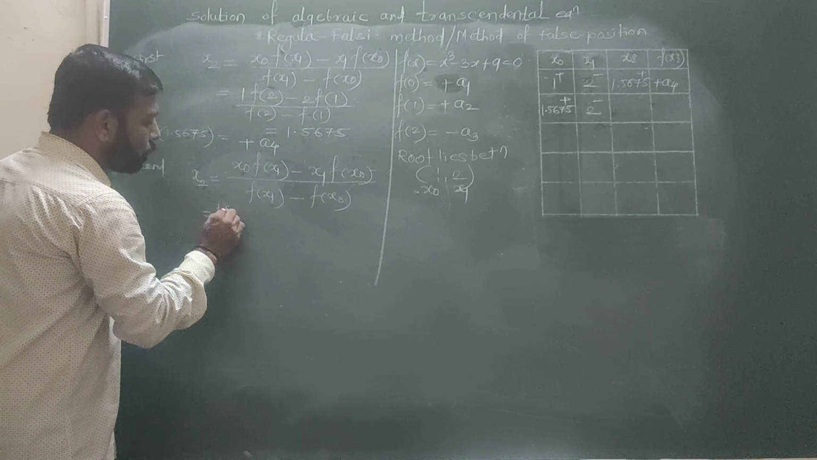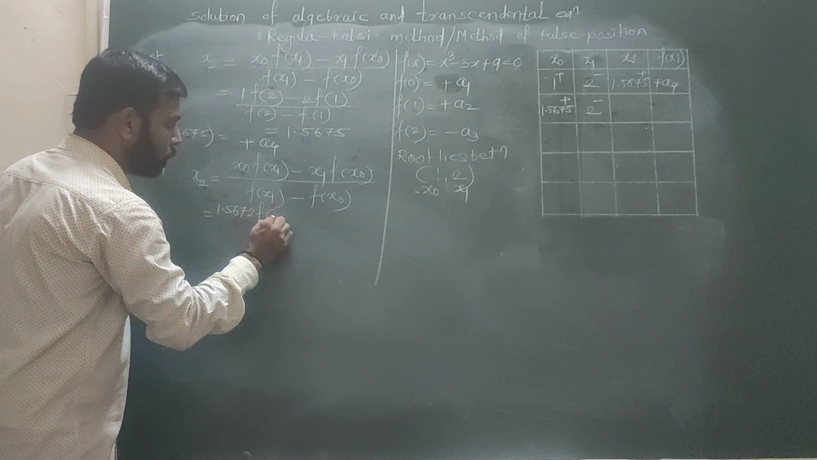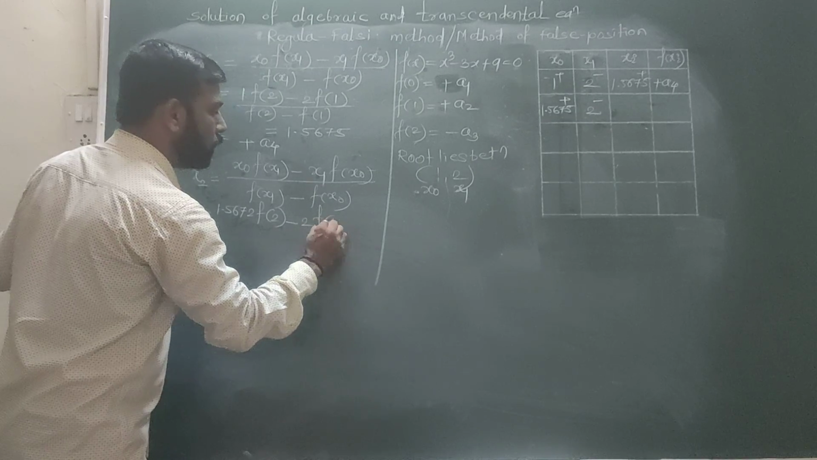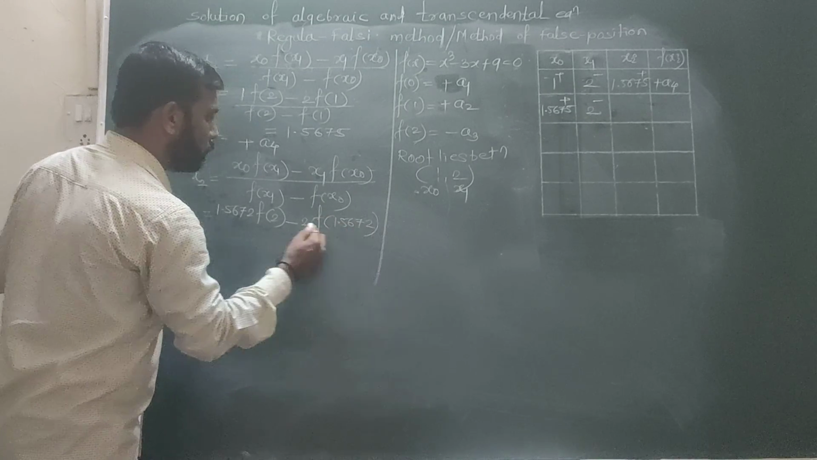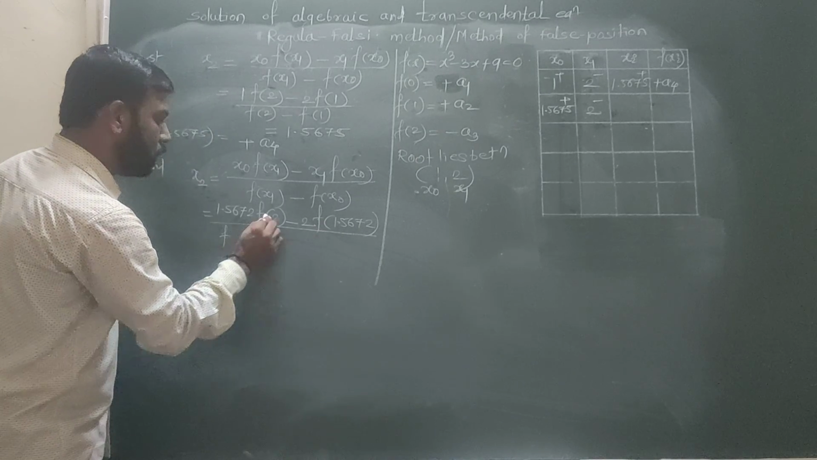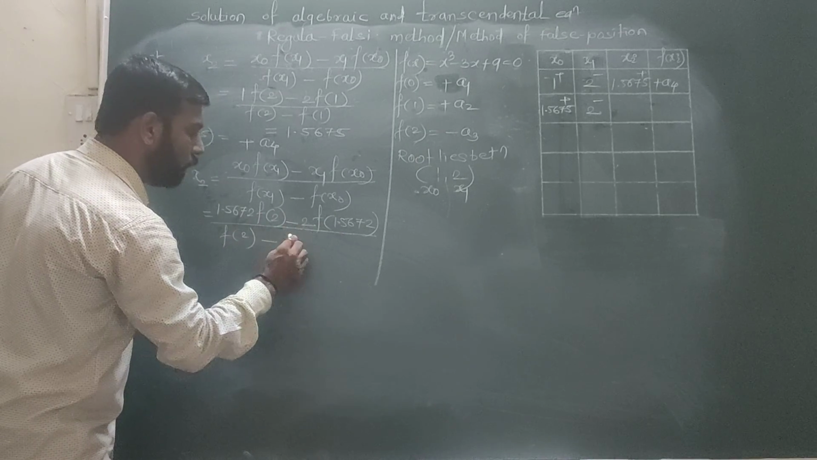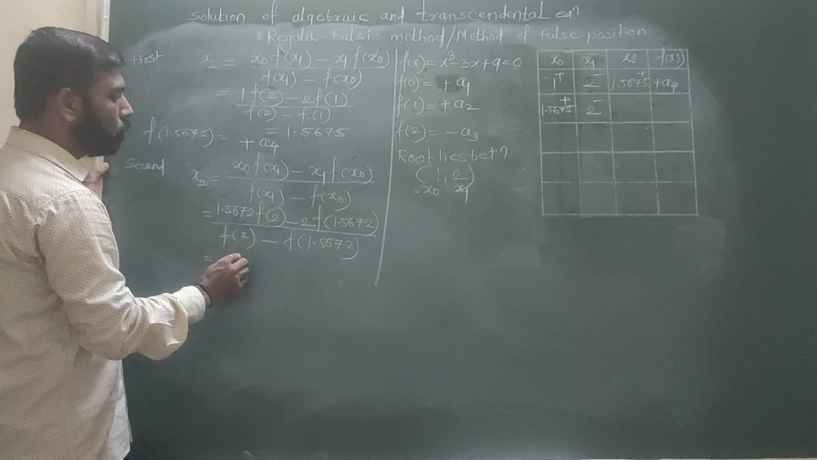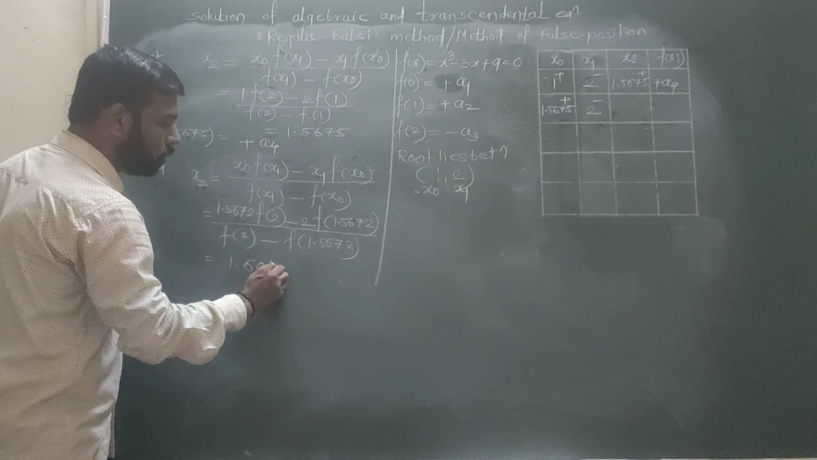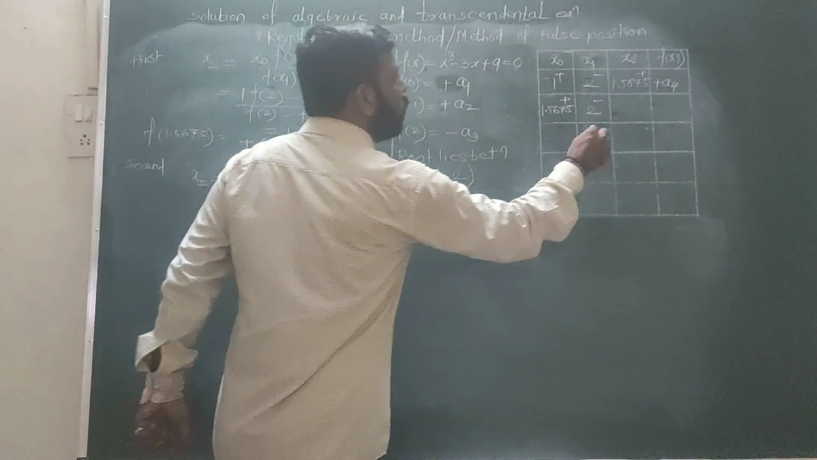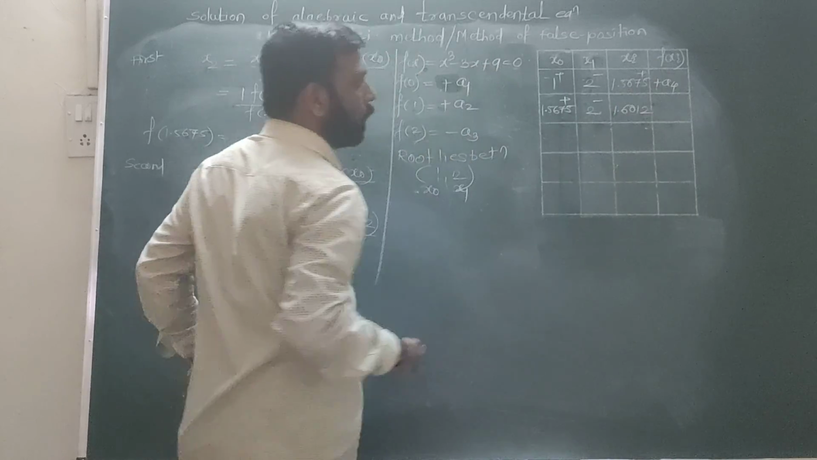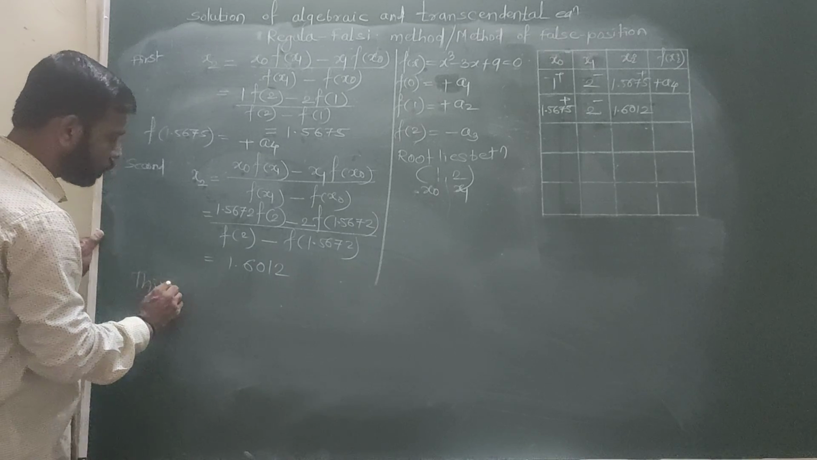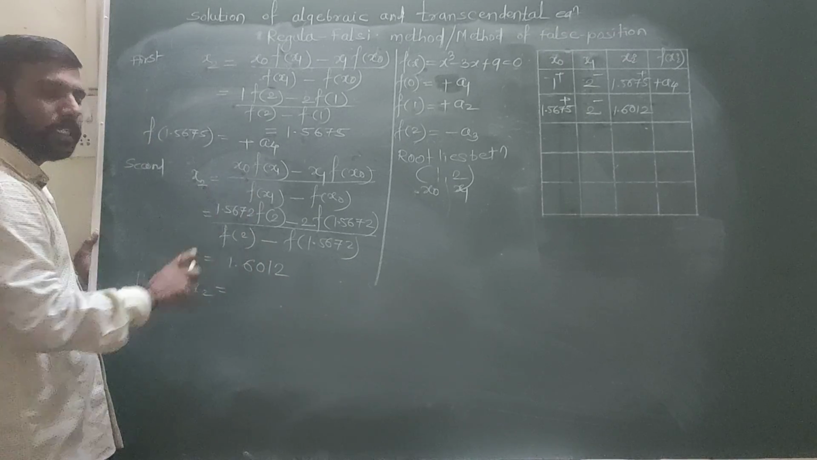X0 value minus x1 value, x0 upon the same f of 2 as it is, minus this value what we have as it is, which equals, suppose we got the answer 1.6012, so that value will be substituted here. Again for the next approximation, the third, we keep our formula as it is.